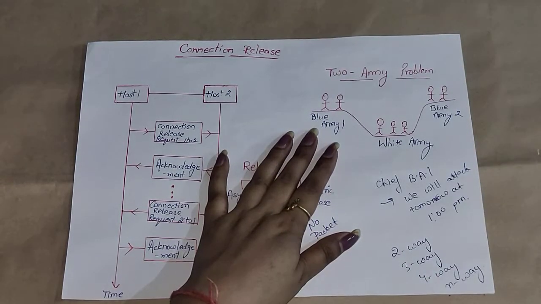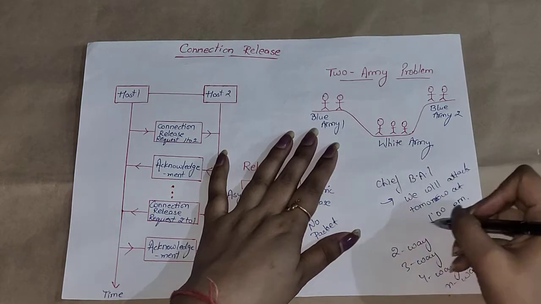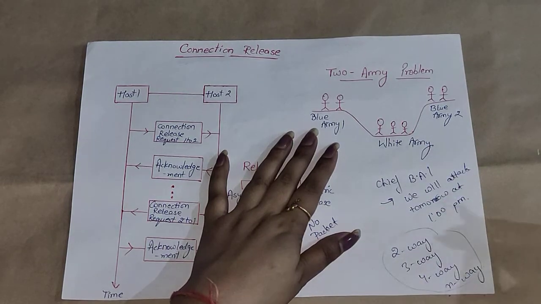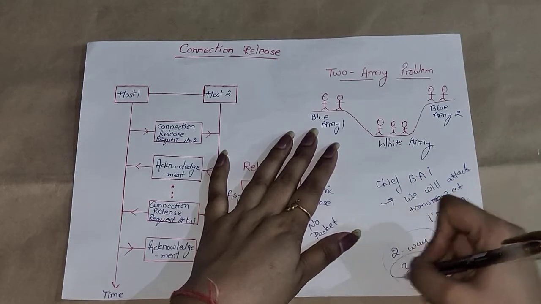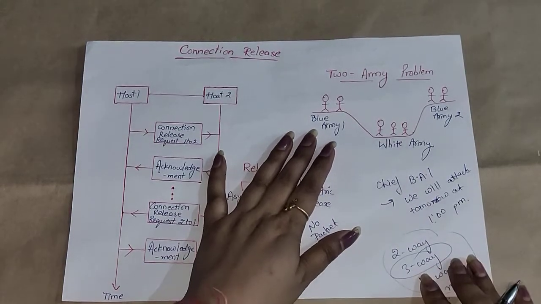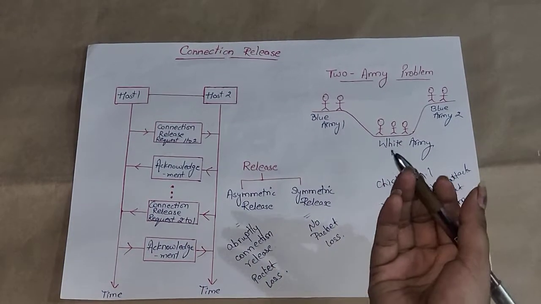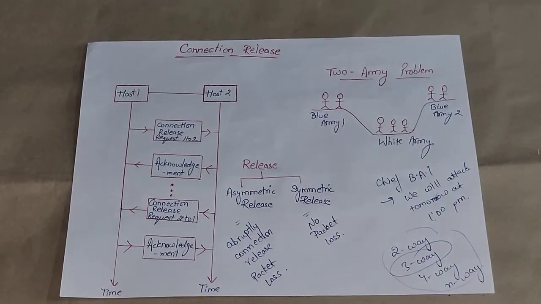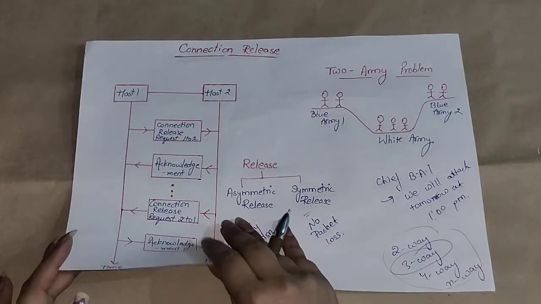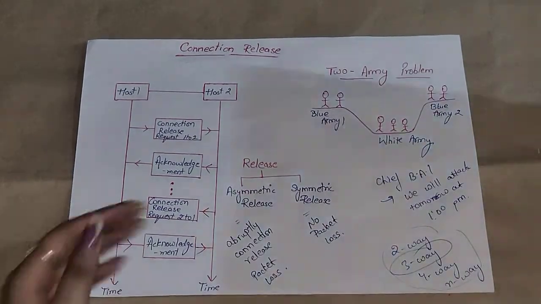जीत जाए। So practically there is no possible solution for this problem, but ideally it is three-way handshaking. Through three-way handshaking this problem can be solved, but practically three-way handshaking does not guarantee, because packets may get lost, acknowledgements may get lost. Okay, so this was connection release mechanism.